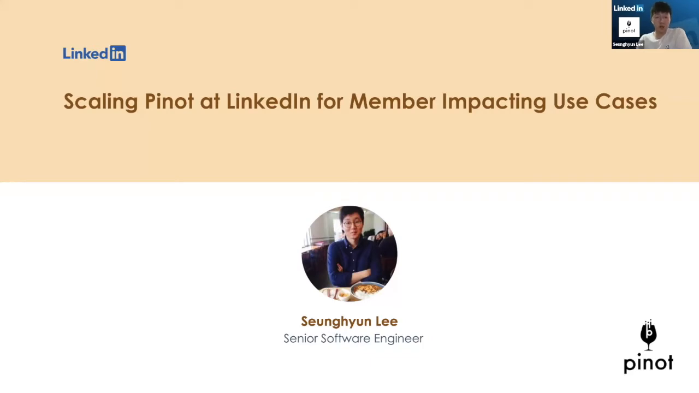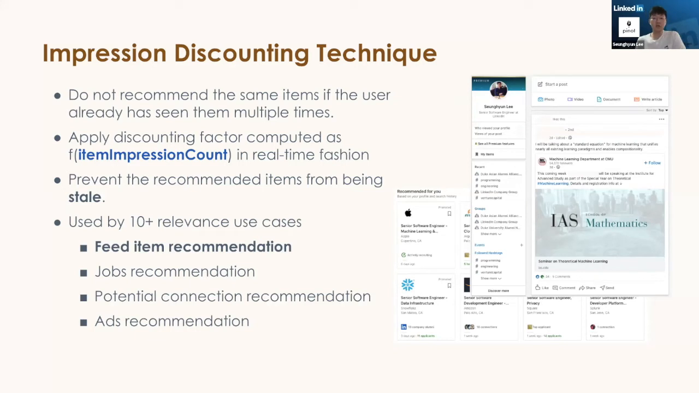So let's get started. At LinkedIn, the impression discounting technique is widely used for improving relevance scores for recommendation engines. The high-level idea is not to recommend the same items over and over again if the user has already seen an item multiple times. In order to achieve this, we apply a discounting factor, computed as a function of item impression count, to the ranking score in real-time fashion. And impression discounting also prevents the recommended items from becoming stale.